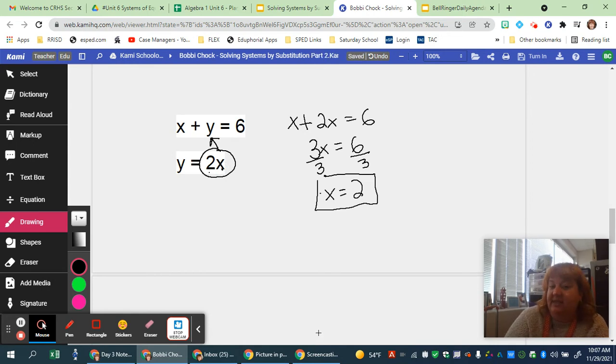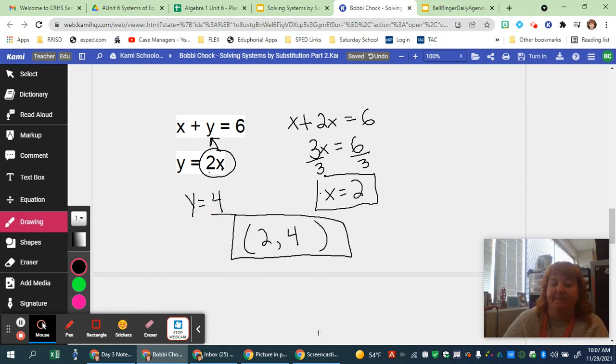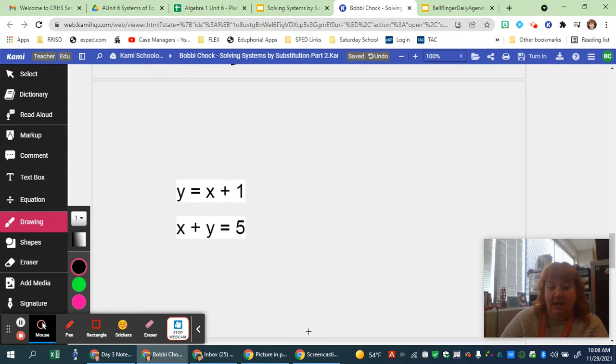Or I could put it here. What plus 2 equals 6? I know that's 4. So I know y equals 4 because you have to plug that in. So my point is 2 and 4. This is my answer. Okay.